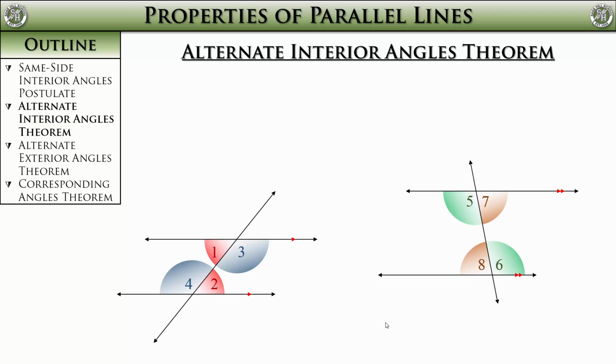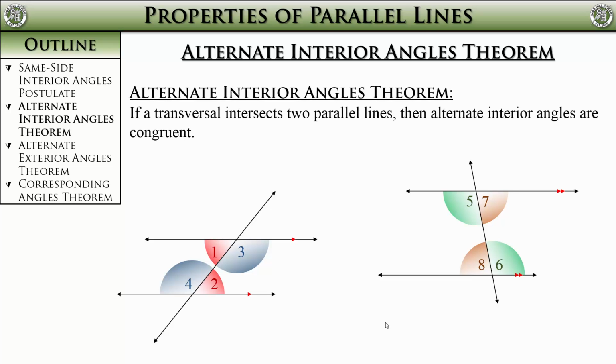What do you notice about each pair? Hopefully you figured out that each pair is congruent. That brings us to the theorem. Once again, it's an if-then statement. Hopefully that makes sense given the picture.